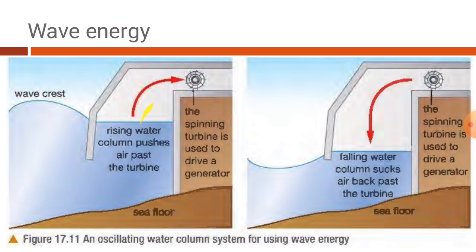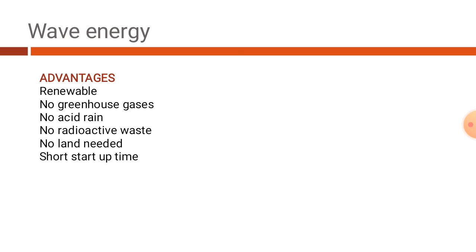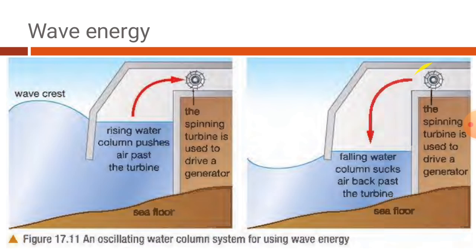The rising water column pushes air past the turbine. It causes the air to rotate the turbine, and as usual, this turbine is connected to a generator which produces electricity. The falling water column sucks air back past the turbine, which allows the turbine to spin further.